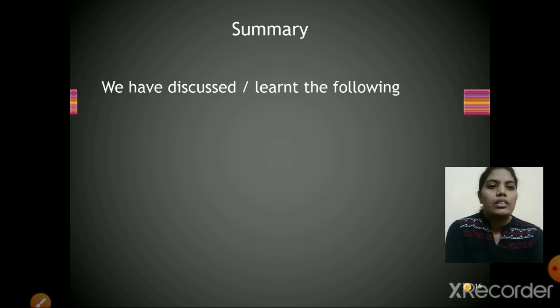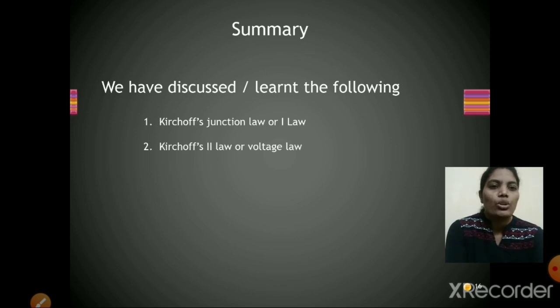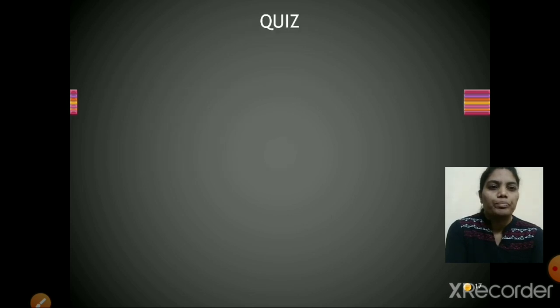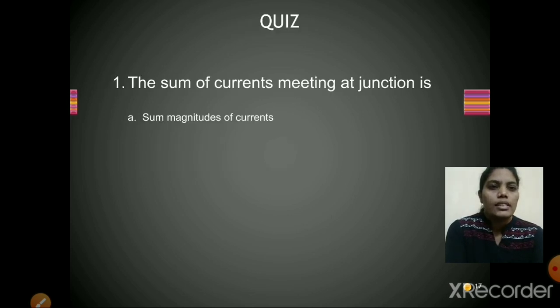We have discussed Kirchhoff's junction law, which is also known as Kirchhoff's first law, and Kirchhoff's second law, which is also known as loop law or voltage law. And also we have seen the importance of Kirchhoff's laws. Now let us see how much we learned in this session.